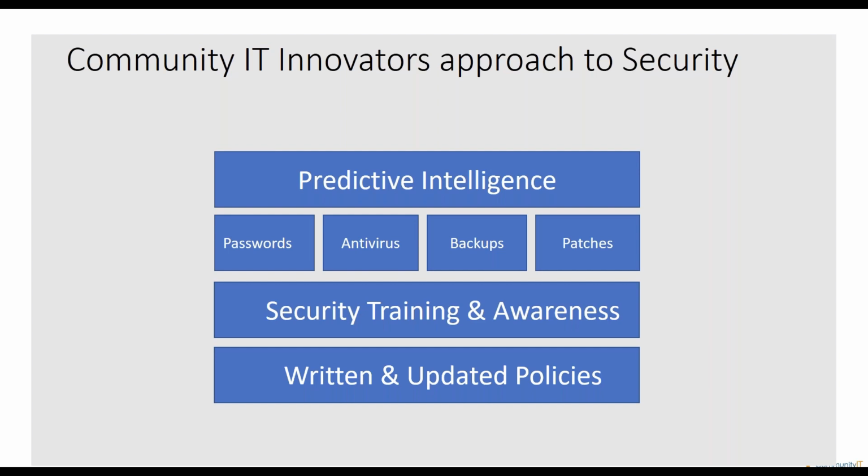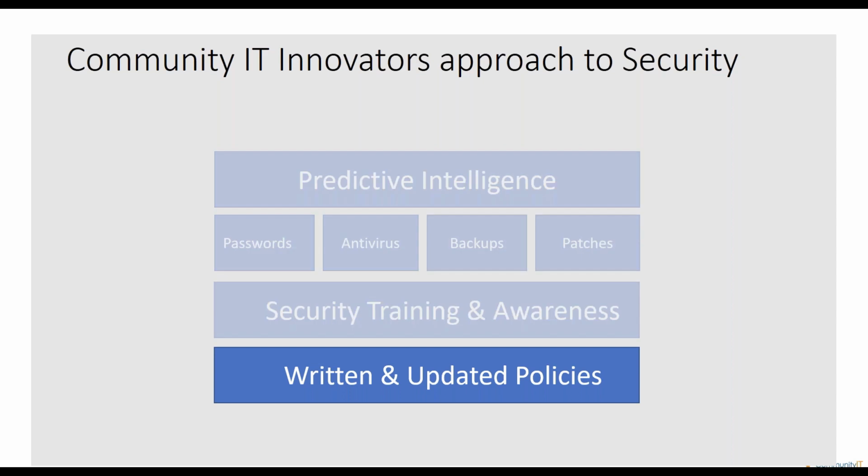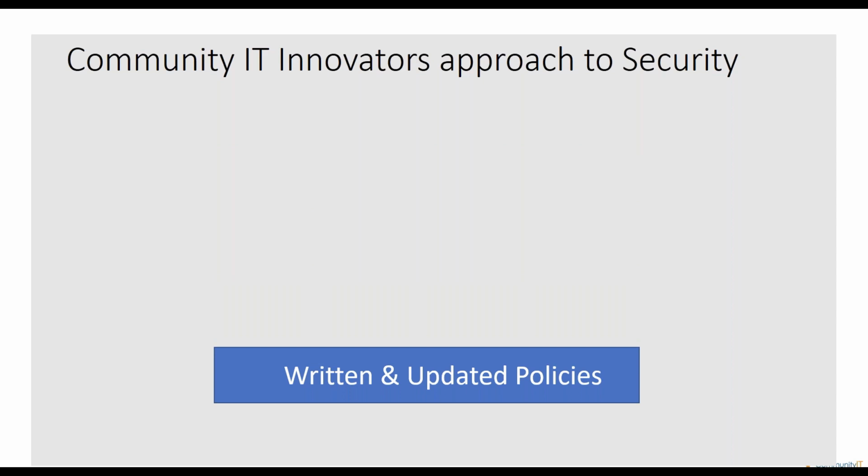So this graphic is taken from our IT playbook and talks about our comprehensive, holistic view of how Community IT thinks of security. There are a lot of different things. We've got predictive intelligence on the top. We've got passwords and antivirus and backups and patching, then security training and awareness. And then down at the bottom, we have the foundation, which is written and updated policies.